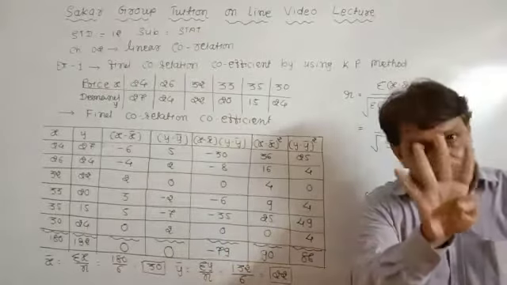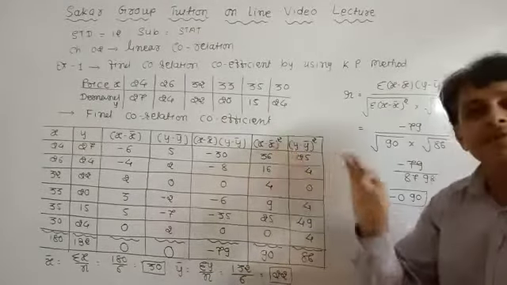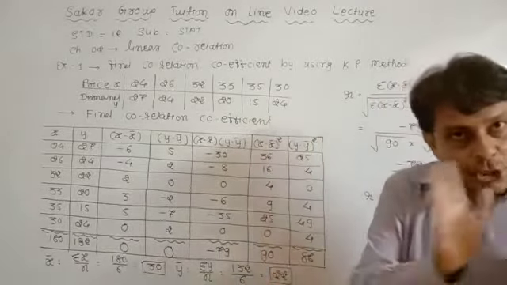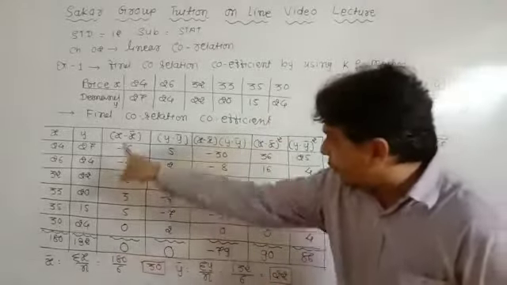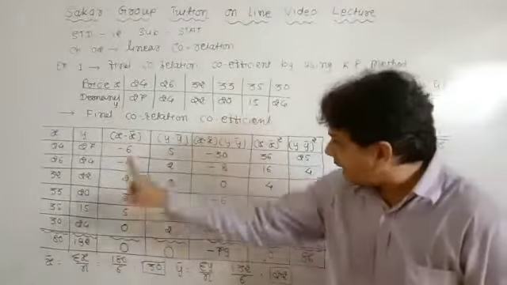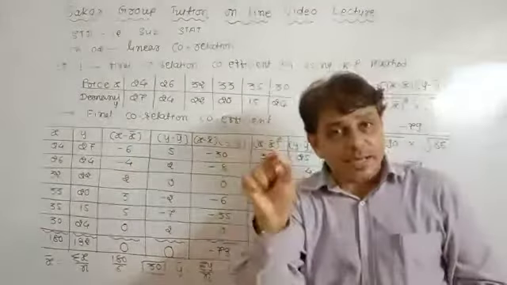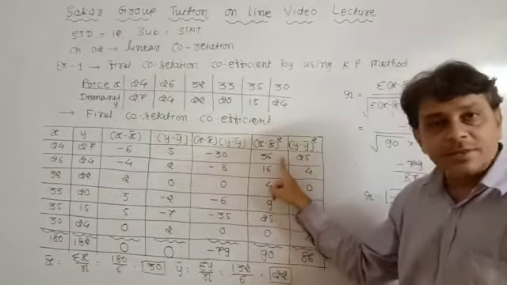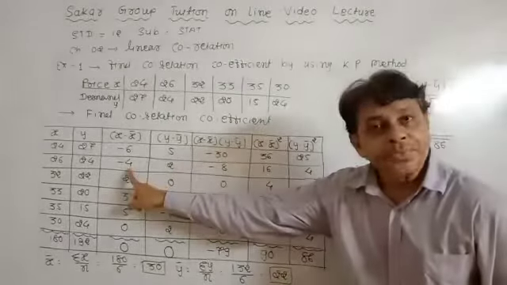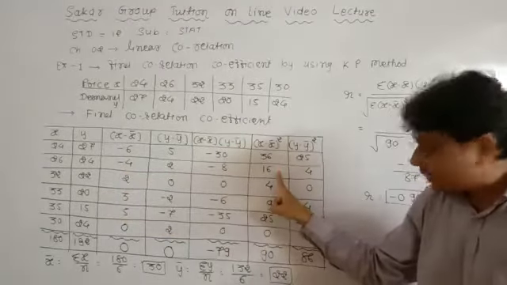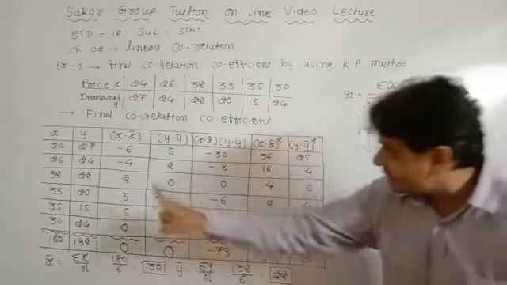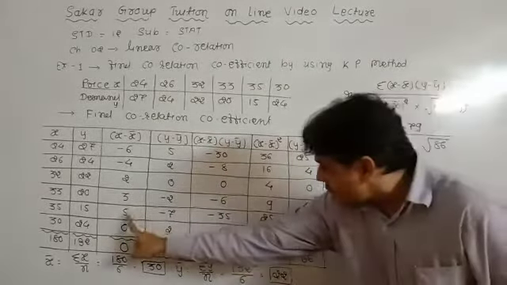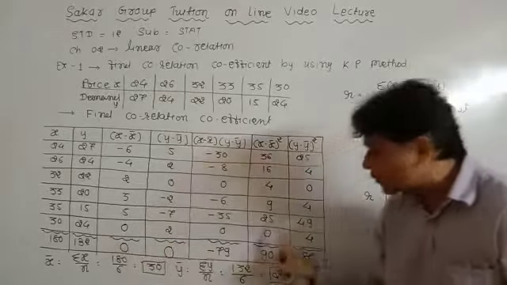So the next, fourth column is prepared as x minus x bar whole square. In this column, you take the square value from the x minus x bar column. Now look here. The first value of x minus x bar is minus 6. We take its square, so the value becomes 36. Similarly, the second value is minus 4. We take the square of this value, 16, then 4, 9, 25, 0, 0.